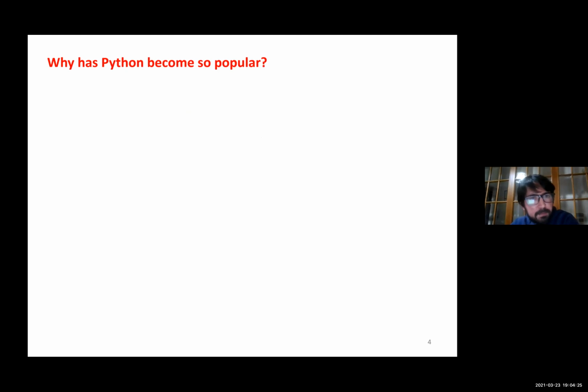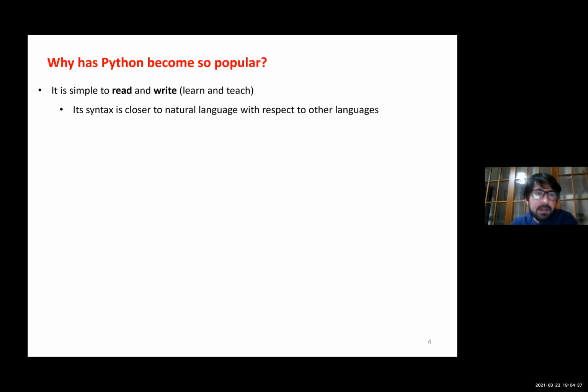So why has Python become so popular? The main reason is that it's simple to read and write, and this makes it an easy tool to learn and teach. And this is because the syntax of Python is closer to natural language, to the way we talk as people, right? With respect to other programming languages, not languages in general, because that's what we use to talk, but programming languages.